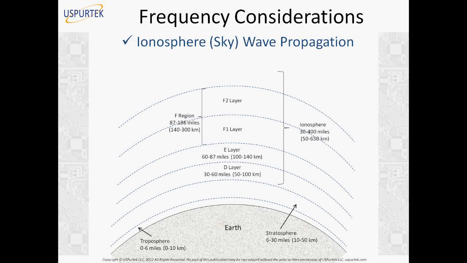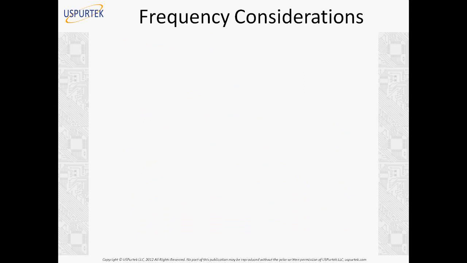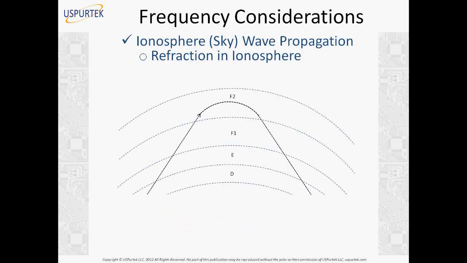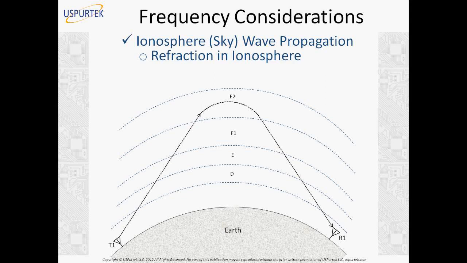Okay, so in the ionosphere or sky wave propagation, over the surface of Earth, from 30 to 400 miles, we have the ionosphere. We have D layer, E layer, F1 layer, and F2 layer. This you can find in the literature. It's very commonly understood. Now, these layers consist of ionized particles in the atmosphere. And once they are ionized, the refractive index of the medium will change. And once the refractive index changes, they will cause refraction in the ionosphere.